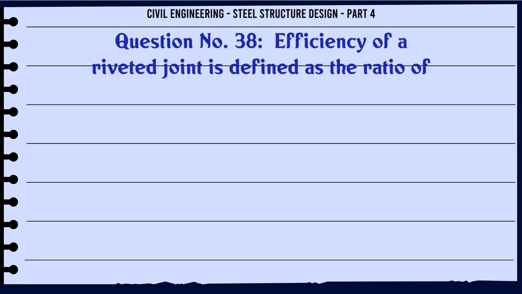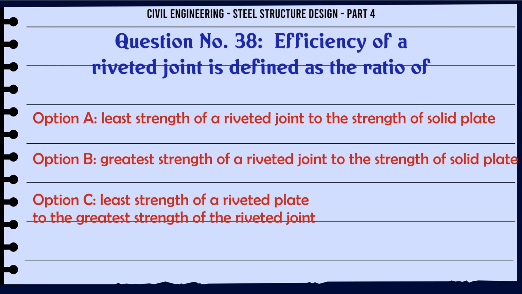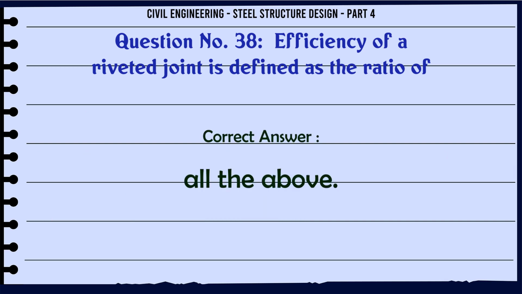Efficiency of a riveted joint is defined as the ratio of A. least strength of a riveted joint to the strength of solid plate, B. greatest strength of a riveted joint to the strength of solid plate, C. least strength of a riveted plate to the greatest strength of the riveted joint, D. all the above. The correct answer is all the above.